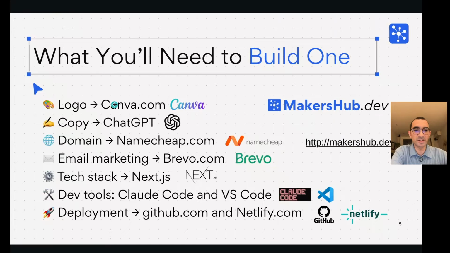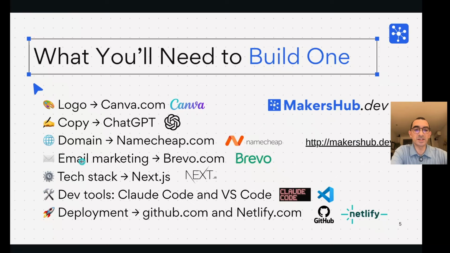So the first one is I'm using canva.com to build my logo. This is the logo that I built, MakersHub.dev, with this blue and this small visual on the side. I use ChatGPT to write the copy for my website, to describe what the website is about, the features, and so on. I use Namecheap.com to register this domain, MakersHub.dev.